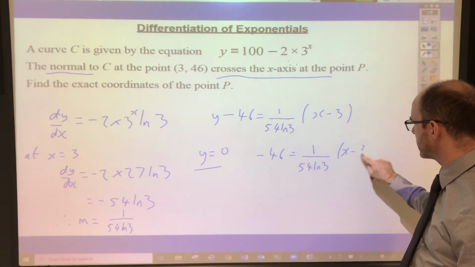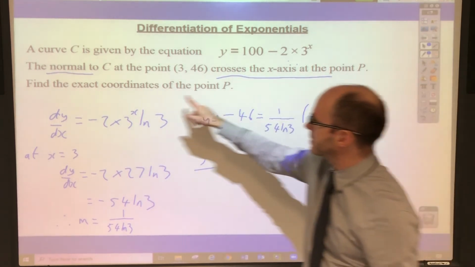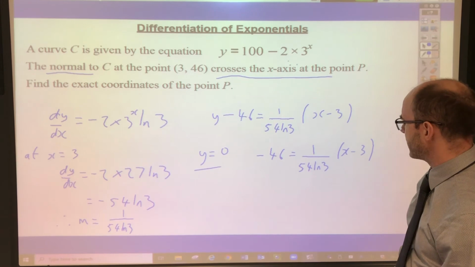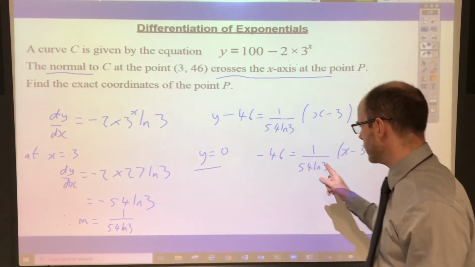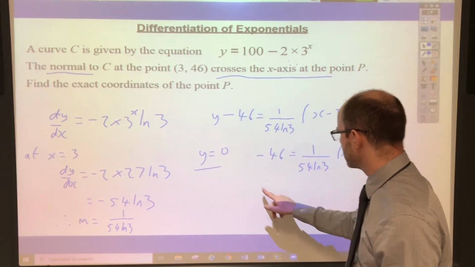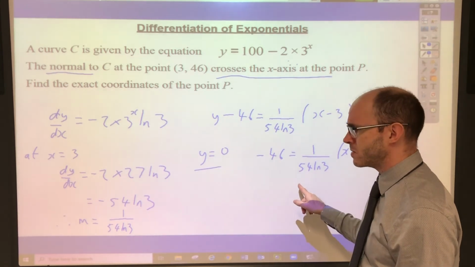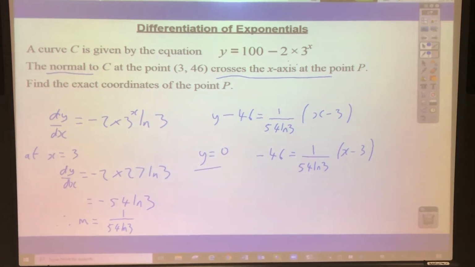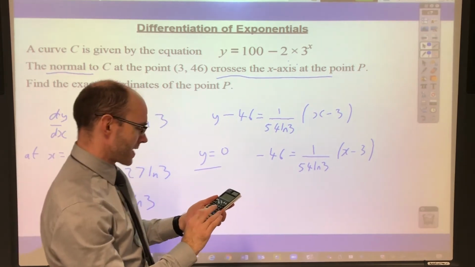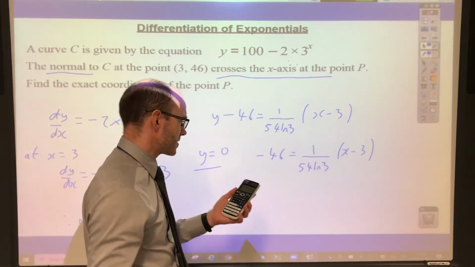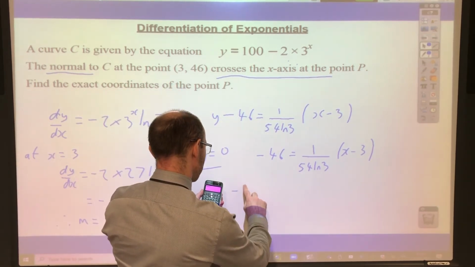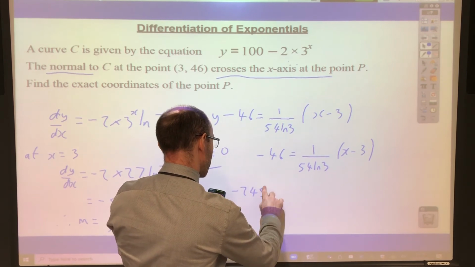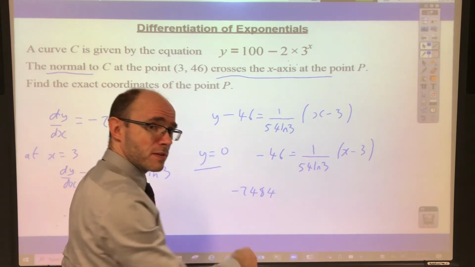Times x minus 3. And we want to find the exact coordinates of the point P. So we want to find the x coordinate, don't we really? So let's just put this onto that side. So we want to do 46 times 54. Wait one moment, I'm just going to get my calculator, because that's something I'd rather just quickly do with my calculator. It's always handy on my desk. So that's -2,484. So that's 46 times 54.